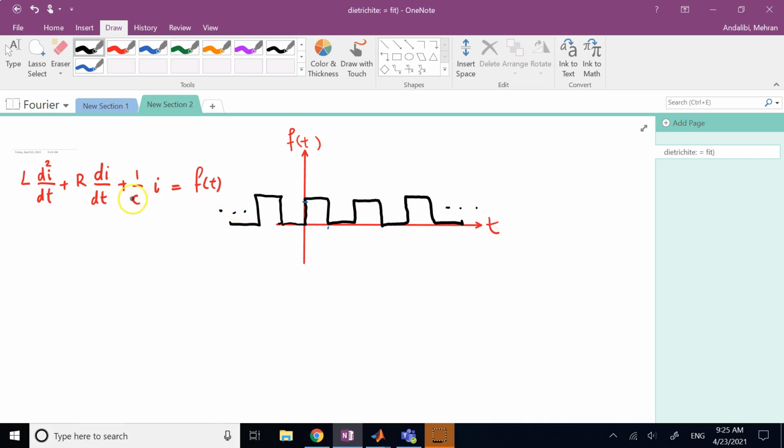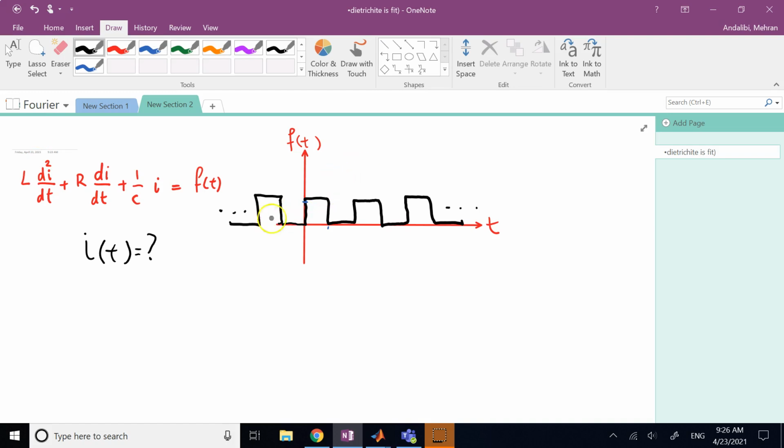Now my question is, if I give you two initial conditions for I, can you still find I of t for me? For that forcing function? And the answer is, it's not that easy. Now, one of the solutions for it is called the Fourier series.